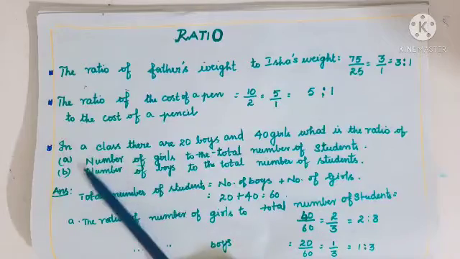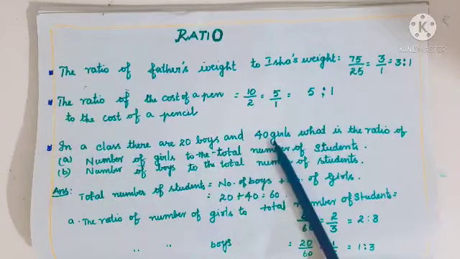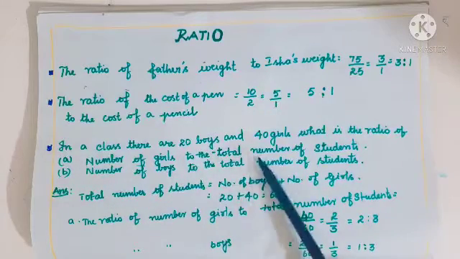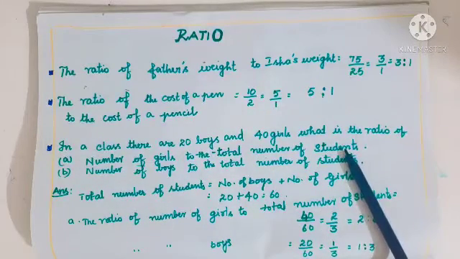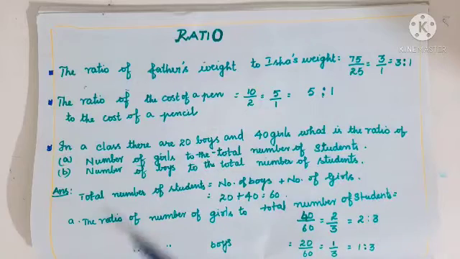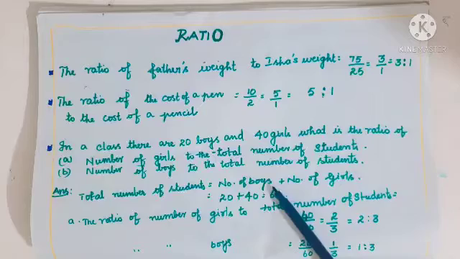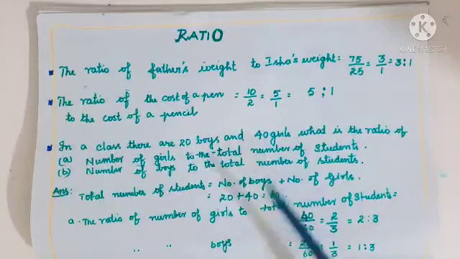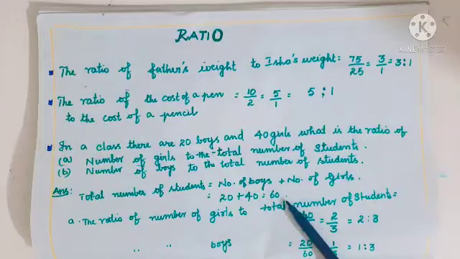Okay. So in a class, there are 20 boys and 40 girls. What is the ratio of the number of girls to the total number of students? First, we are going to see that. The total number of students is equal to the number of boys plus the number of girls. So add both: 20 plus 40 gives 60 students.